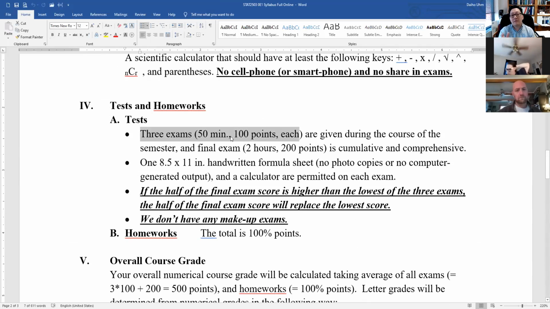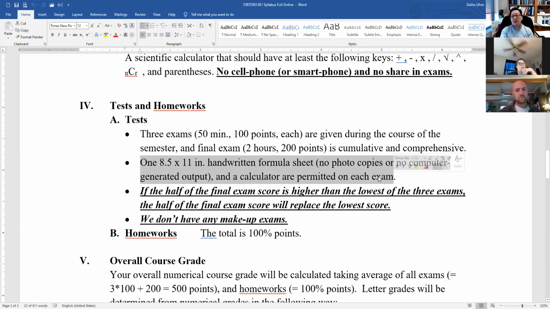So the 3 exams might be 50 minutes, but based on 100 points. And the final exam will be about 2 hours and based on 200 points. Okay, so we are going to have 4 exams, and statistics is not your major or not even your minor either.